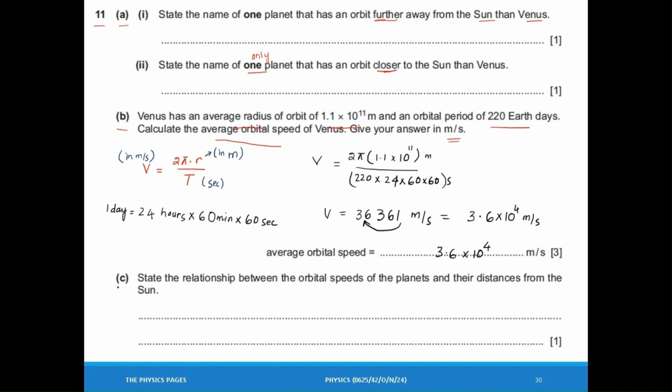Question 11, Part C. State the relationship between the orbital speed of the planet and their distances from the Sun. To understand this one, we need to review Kepler's second law, in which he tried to tell us that the orbital speed v is inversely proportional to r, the average distance of the planet from the Sun. If the speed is higher, the average distance r of the planet from the Sun is less, which means the planet is now very close to the Sun.